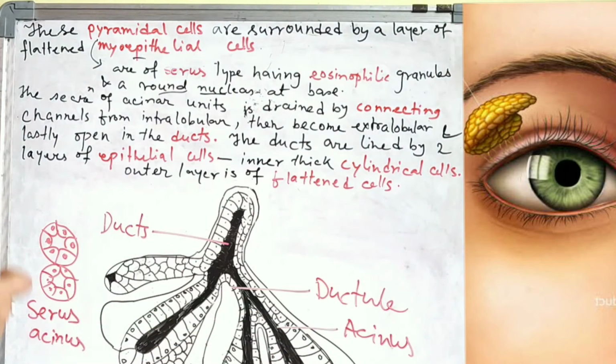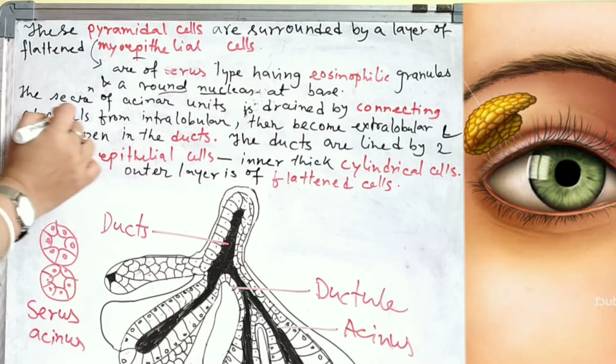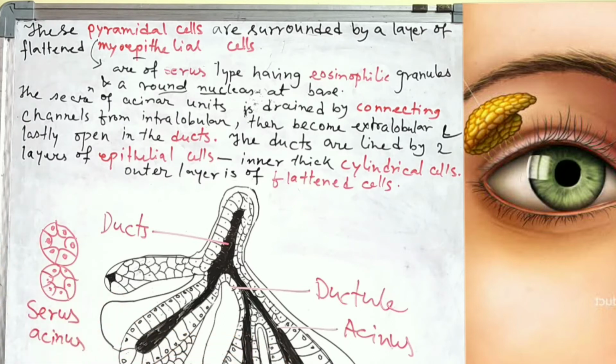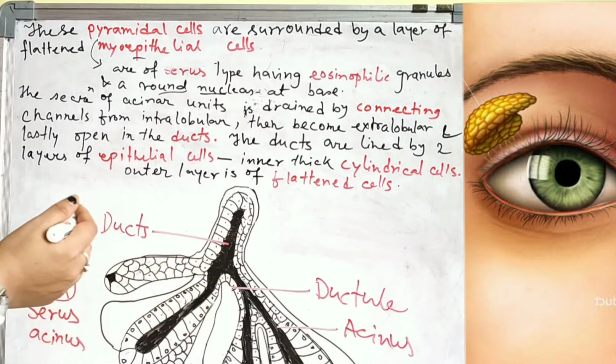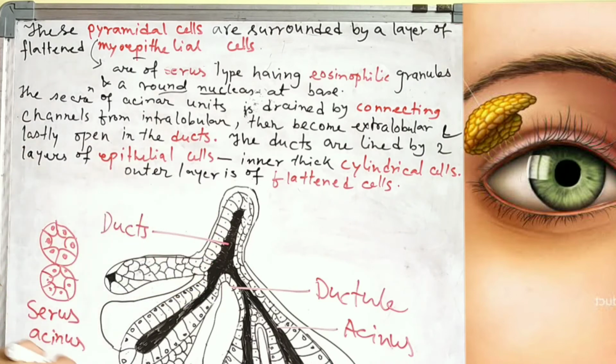The secretion of the acinar units. So these are the acinar units and their secretion is drained by the connecting channels. The acini are responsible for the formation of the fluid, and that fluid is called tear. And these tears are expelled by the contraction of the myofibrils. These acinar cell secretions are drained by the connecting channels, which begin as intralobular, then become extralobular, and lastly open into the ducts. The tears are expelled by the contraction of the myofibrils because the myoepithelial cells are present at the base of the pyramidal cells.